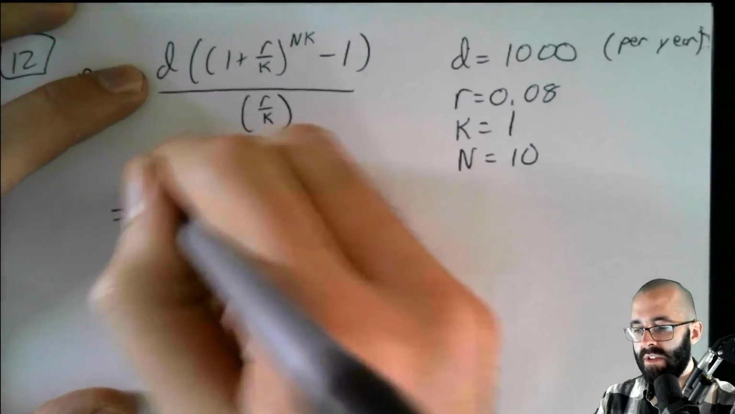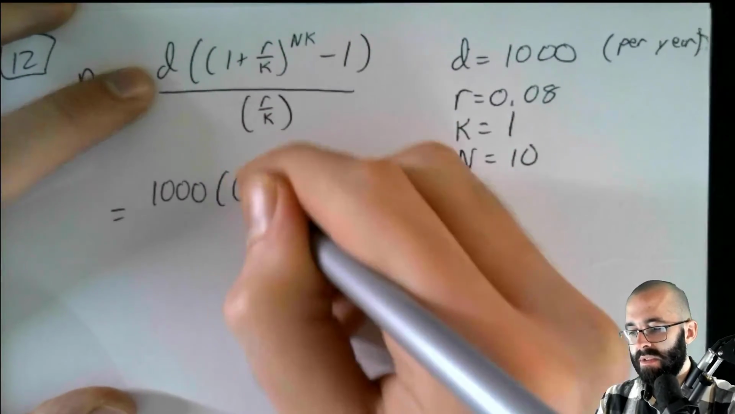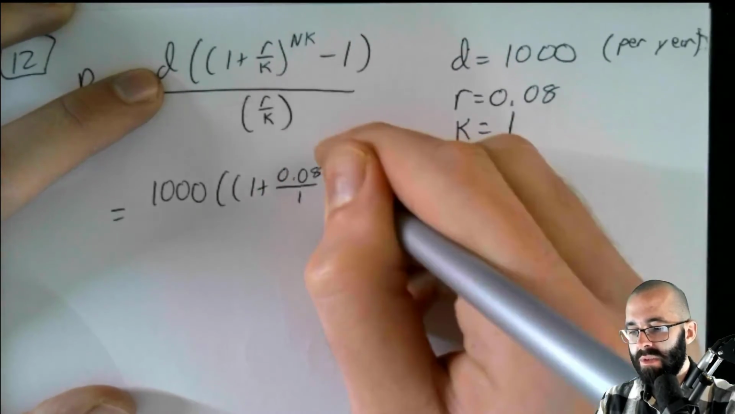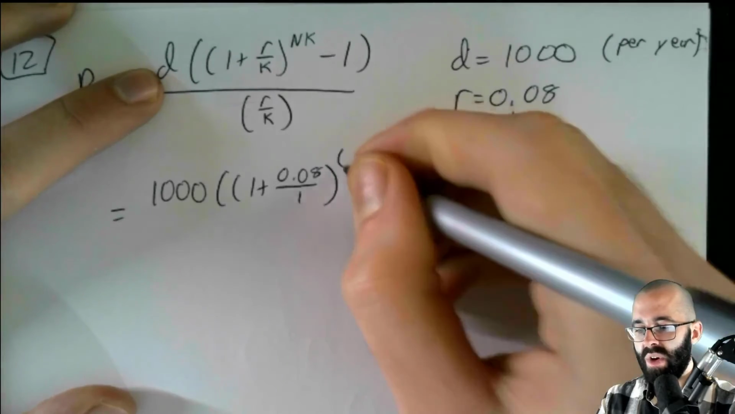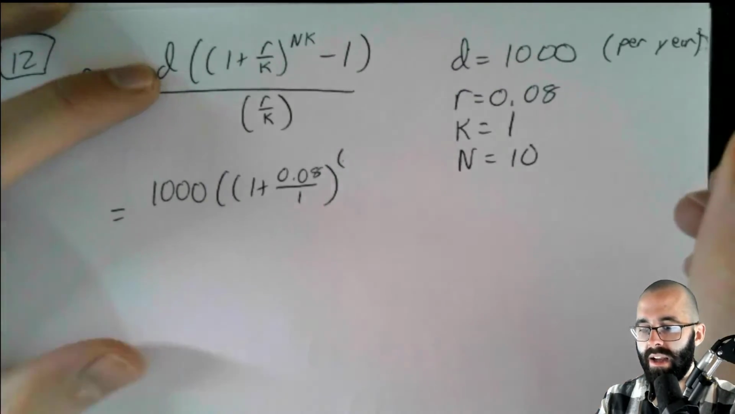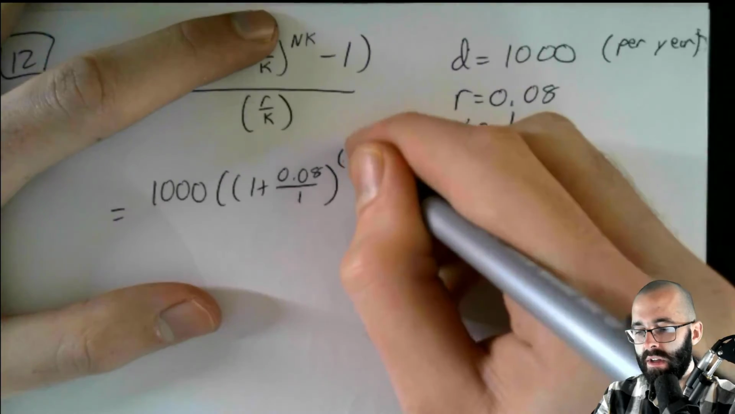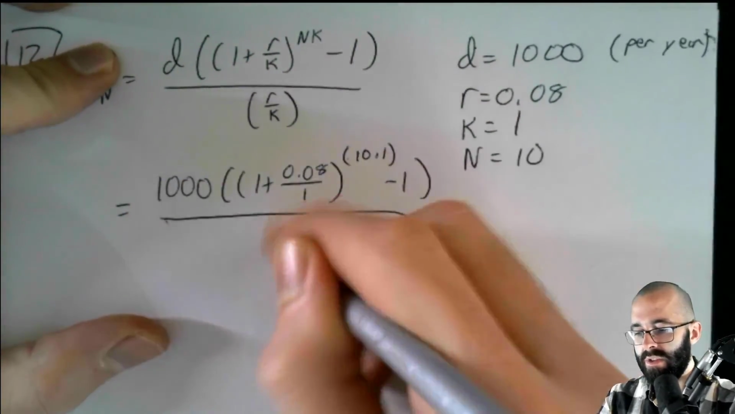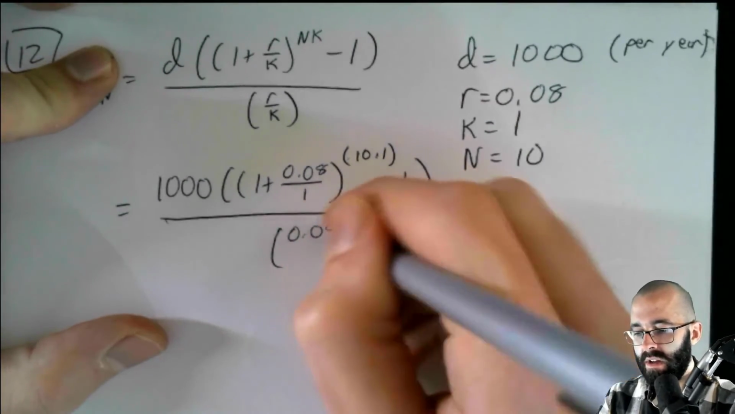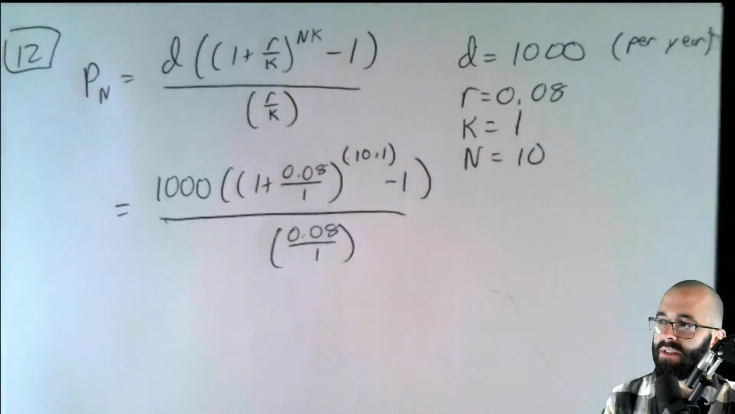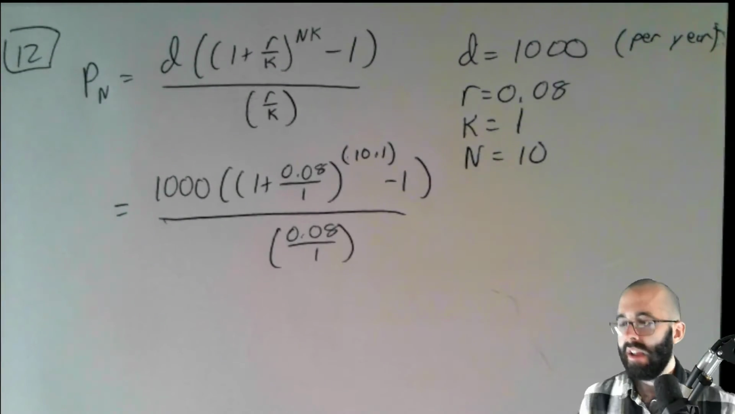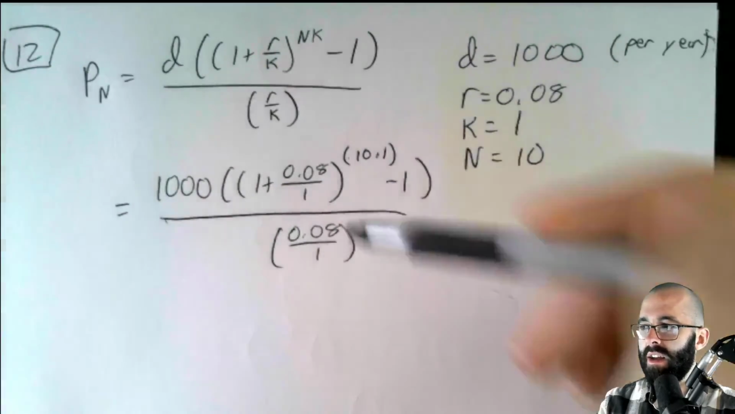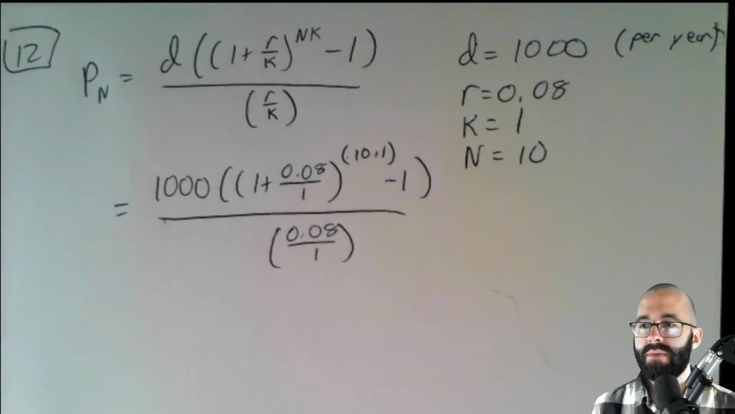That's going to be D, which is 1,000, times 1 plus R, 0.08, divided by K, which is 1, raised to the N times K, minus 1. The parentheses here are optional when you're writing it by hand, but they're helpful for Desmos. Just replacing it all with the numbers that they should have. Now again, you just look above, make sure that everything was replaced correctly, and then we type this into Desmos.